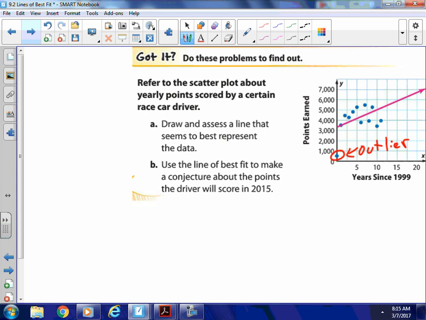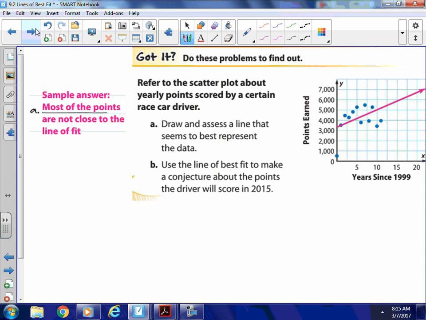There's my line of fit. Do you think it's very good? No, it's the best one I can make. This data doesn't fit the line very well, but it's the best line I could make considering that data. So most of the points are not close to the line of fit. So that means it's not going to be an excellent predictor model like the last one was.